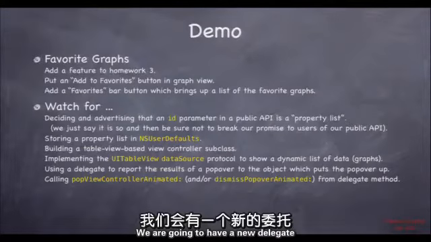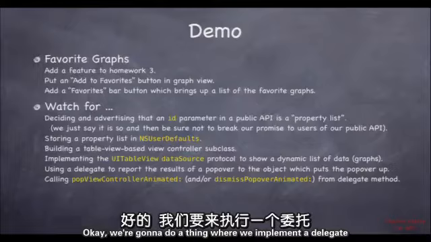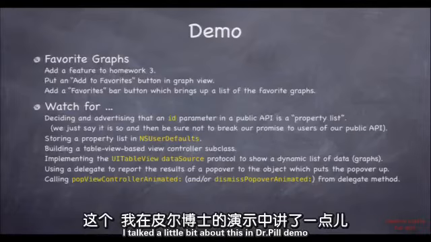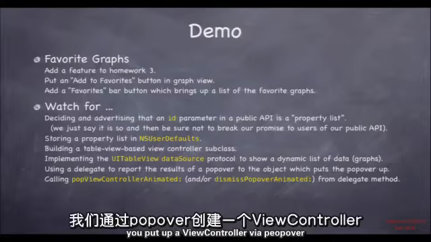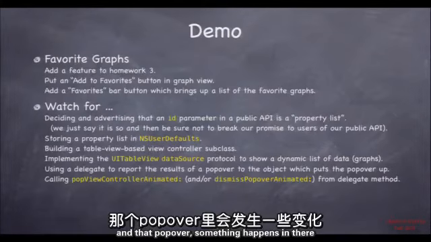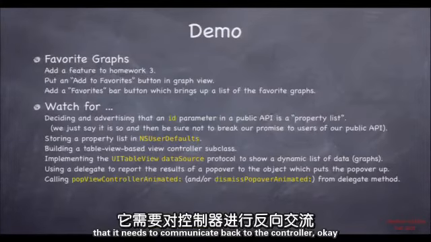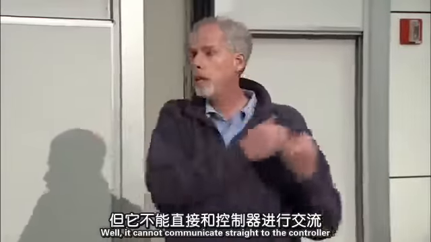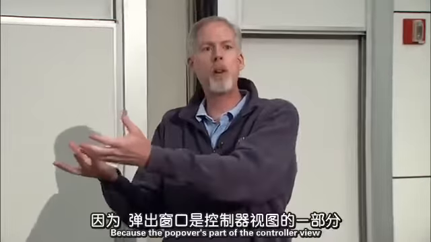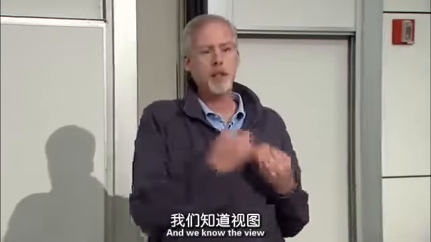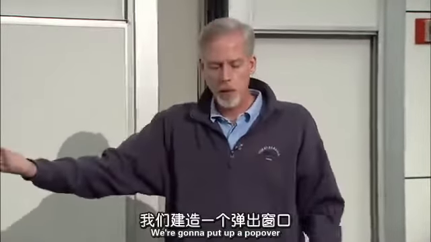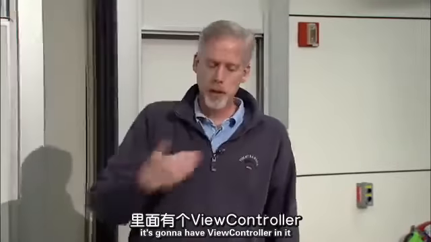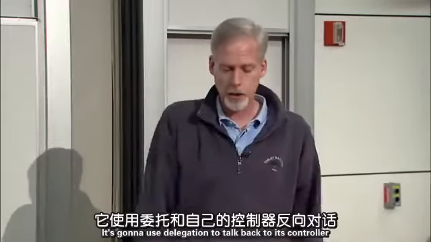We are going to have a new delegate. We're going to implement a delegate. I talked a little bit about this in the Dr. Pill demo, but we didn't actually do it. What if you have a popover, you put up a view controller via popover, and something happens in there that it needs to communicate back to the controller? Well, it can't communicate straight to the controller because the popover is part of that controller's view. And we know the view can't just talk straight back to its controller. It has to use delegation. So we're going to do this. We're going to put up a popover. It's going to have a view controller in it. It's going to use delegation to talk back to its controller. We might get to this last thing.